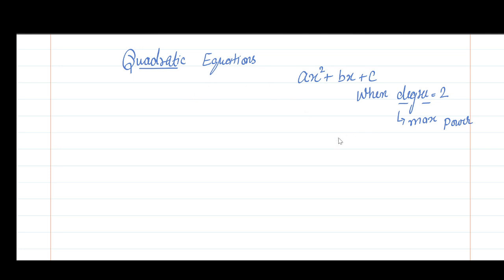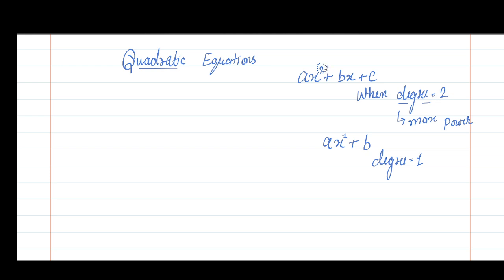On the other hand, if I write only ax plus b, what is the degree here? The degree is 1 only. Here, this is the degree.